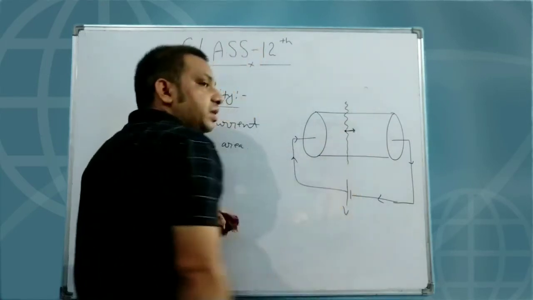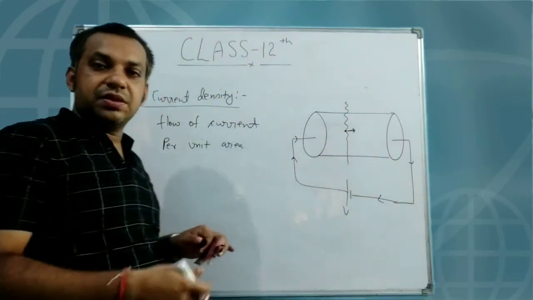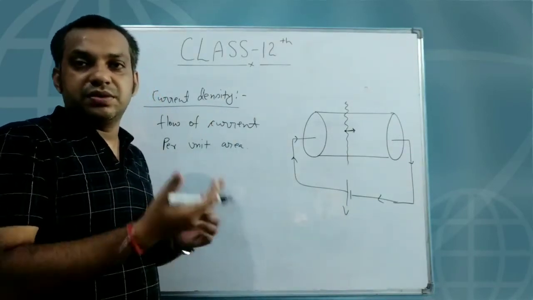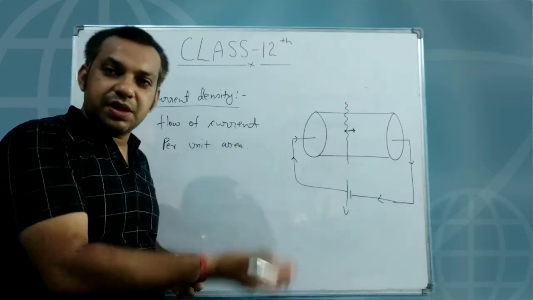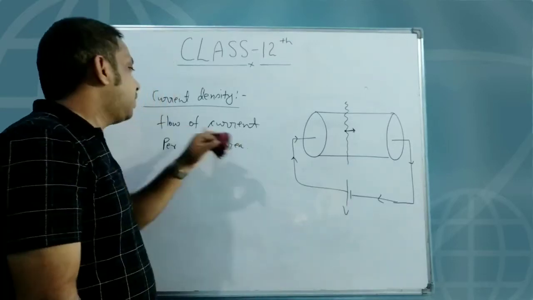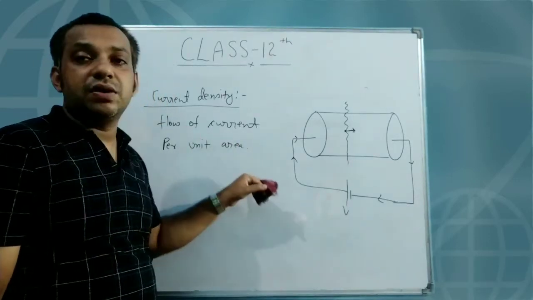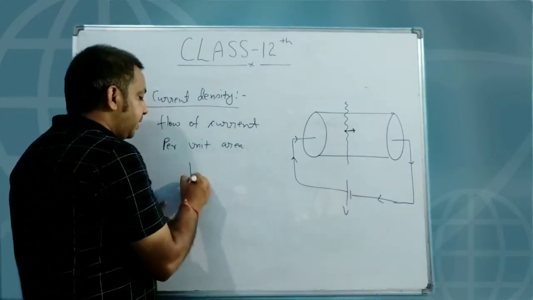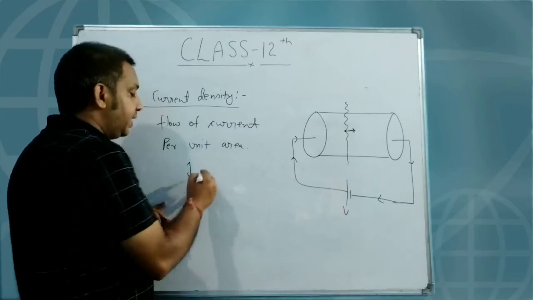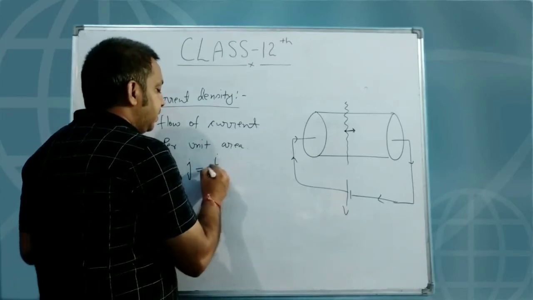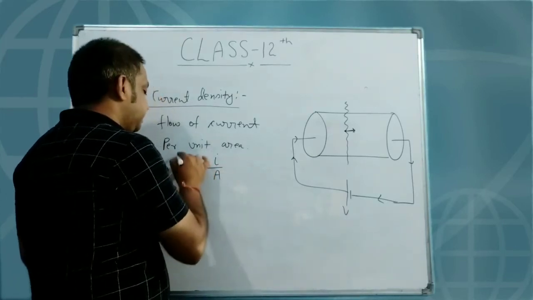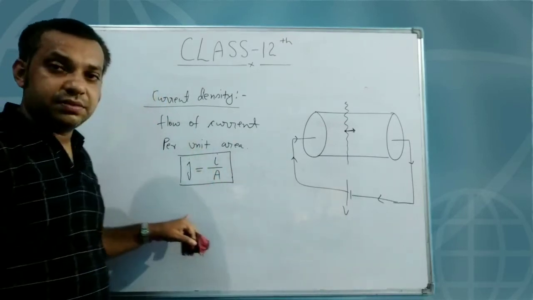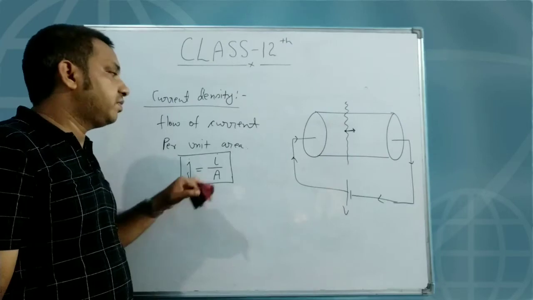At this particular area of cross section, you will see in which direction the positive charge is moving, because the positive charge movement is the direction of the current. So the flow of current per unit area is called the current density, and mathematically the symbol for current density is J, and J is represented by I by A. Current density is current flowing per unit area.